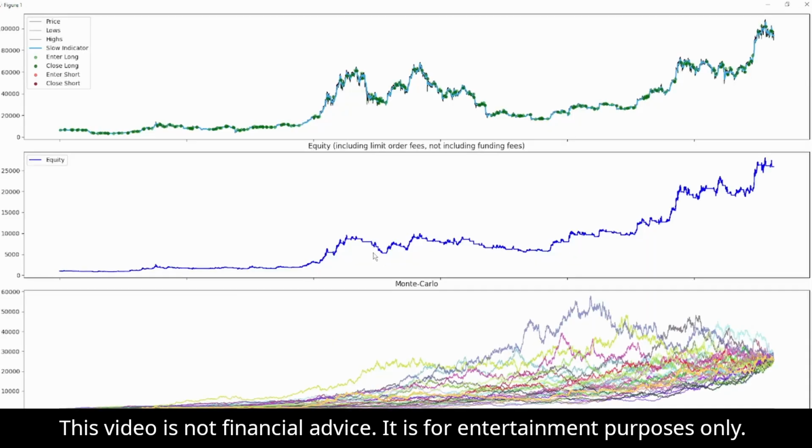As you can see, the result is very good. The number of trades is over 100. It's actually 122. And the Sharpe ratio is 1.38. So a very good Sharpe ratio. So I would include it in my portfolio of automated strategies.